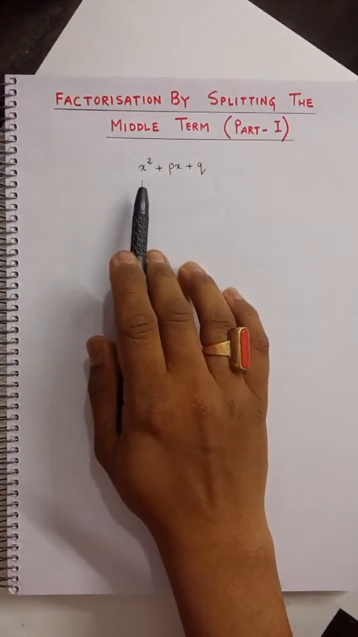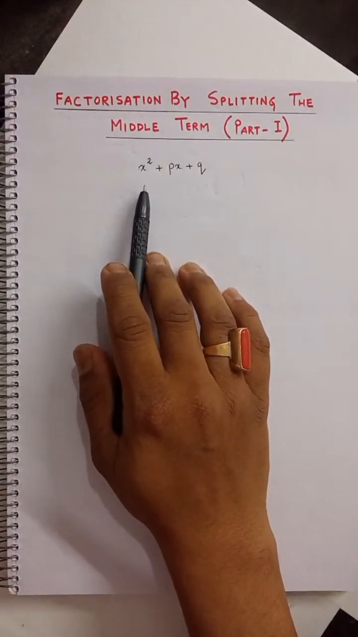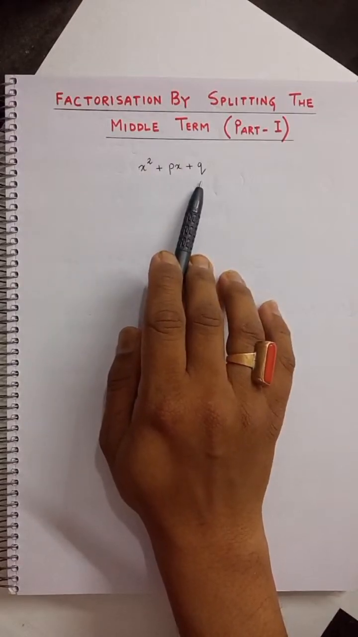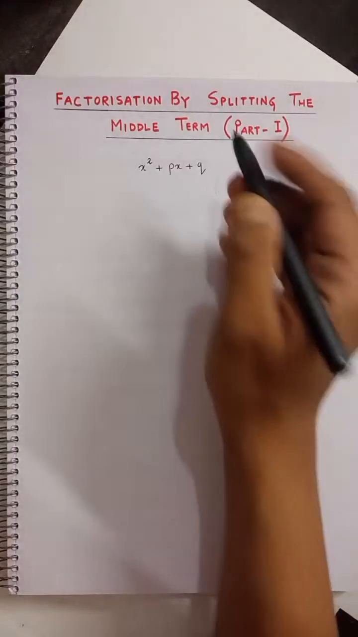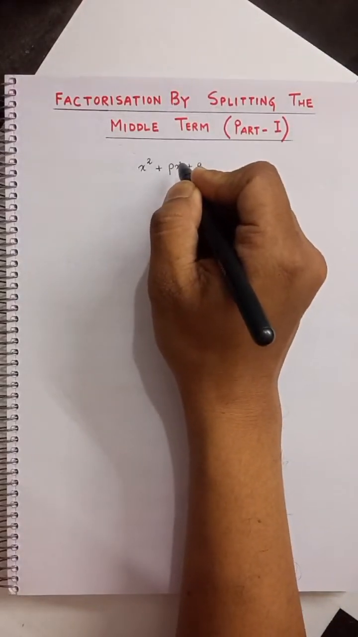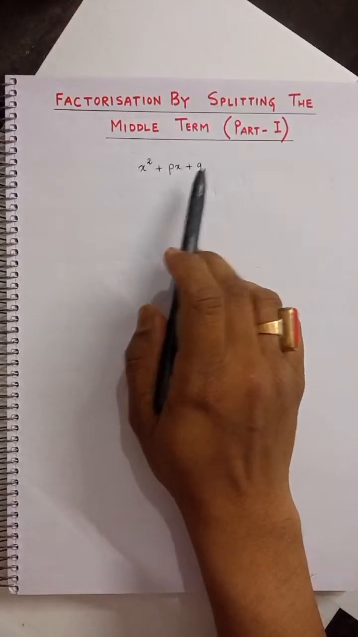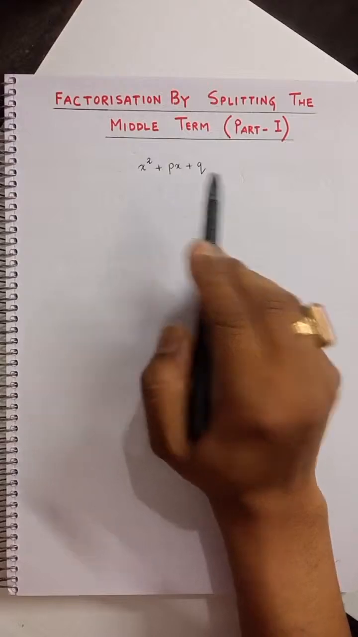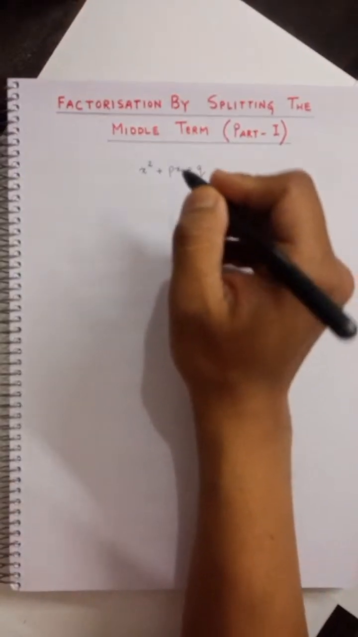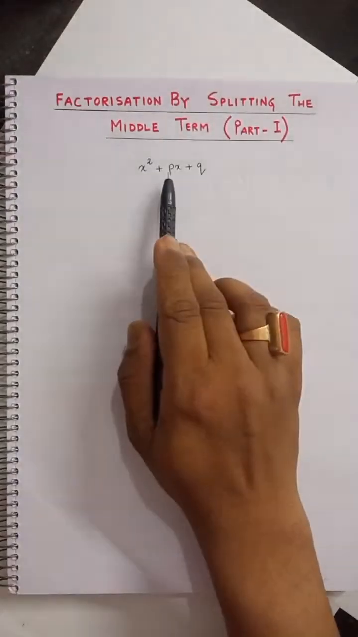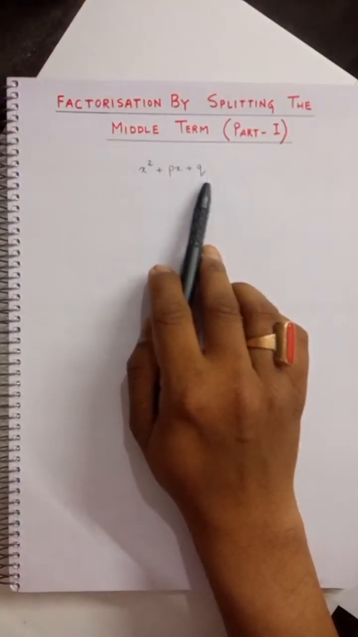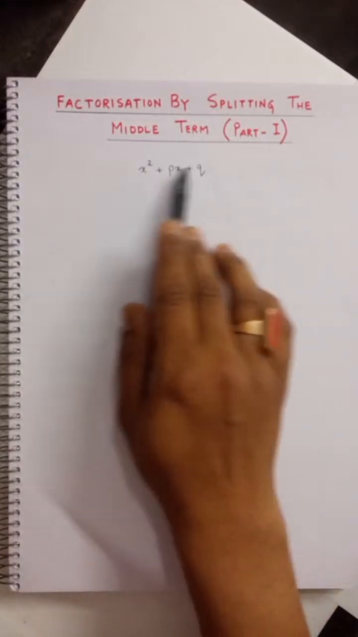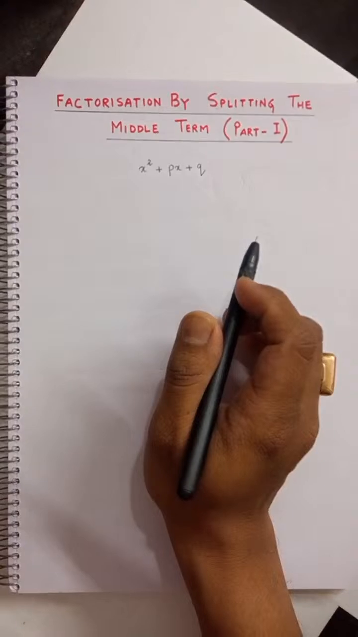So let us consider a quadratic expression in the form of x square plus px plus q. Now what is the middle term? The middle term is px. So in this factorization we have to split, we have to divide the middle term. Now how are we going to divide? One thing is this p and this q can be numbers. Actually, these are numbers. I am writing this in a generalized form.